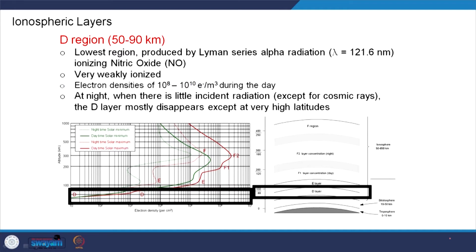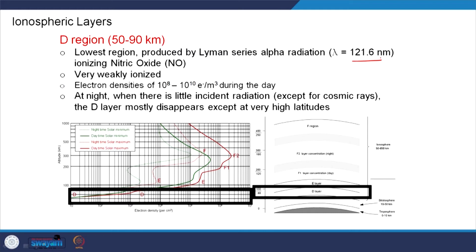This is fundamentally produced by Lyman alpha radiation at a wavelength of 121.6 nanometers by ionizing nitric oxide. This layer is not very intensely ionized, it is very weakly ionized. So, the electron densities are considerably small in comparison to the peak electron densities that you can find in the ionosphere. Electron densities are typically of the order of 10 to the power of 8 to 10 to the power of 10 electrons per meter cube during the daytime.